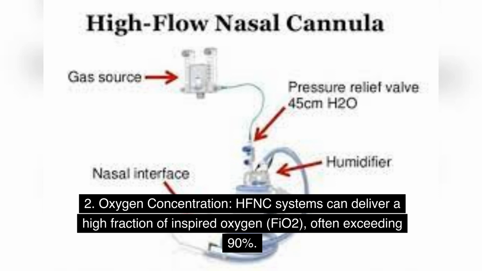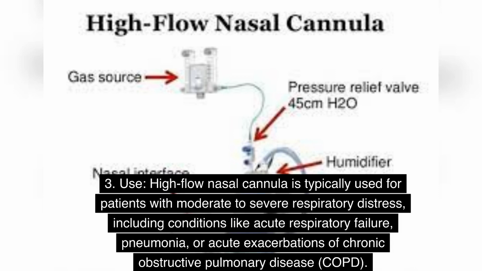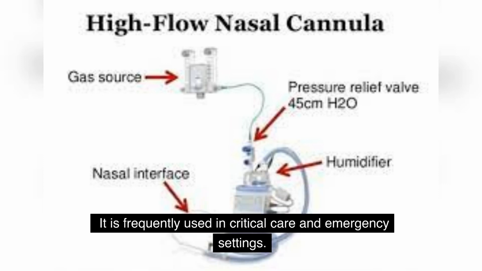2. Oxygen concentration. HFNC systems can deliver a high fraction of inspired oxygen, FiO2, often exceeding 90%. This makes them suitable for patients with severe oxygen needs. 3. Use. High-flow nasal cannula is typically used for patients with moderate to severe respiratory distress, including conditions like acute respiratory failure, pneumonia, or acute exacerbations of chronic obstructive pulmonary disease, COPD. It is frequently used in critical care and emergency settings.